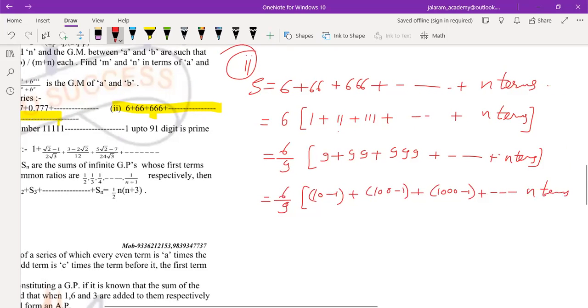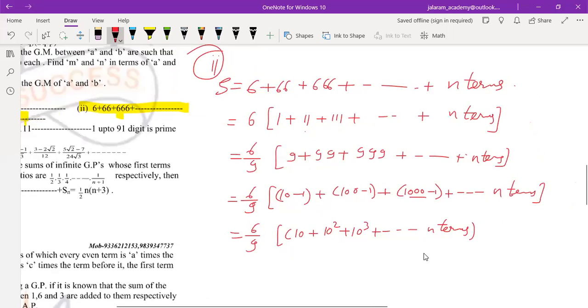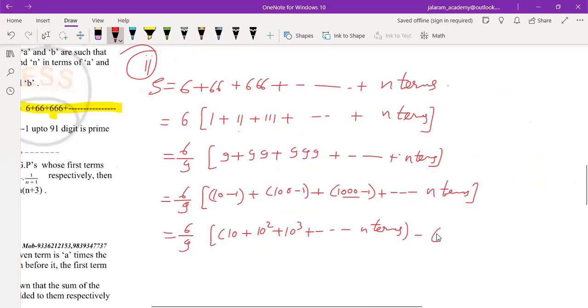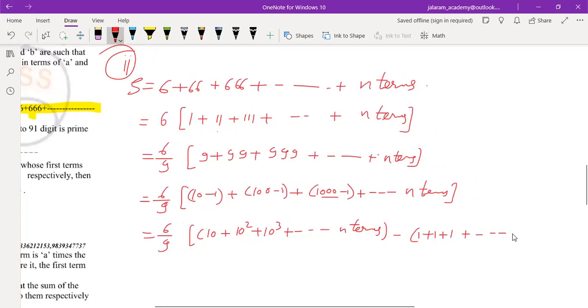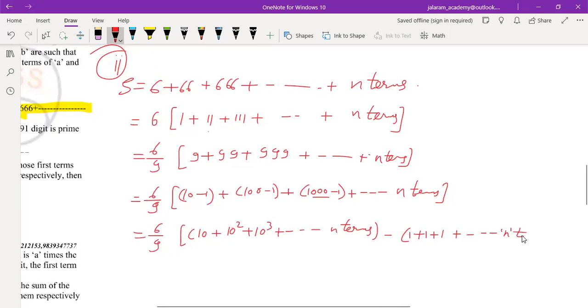So we observe that if we write all the first terms of all the brackets, it is a GP. 10 plus 100, which is 10 square, plus 1000, which is 10 cube, is the first term of the third bracket, and so on up to n terms, minus 1 plus 1 plus 1 and so on up to n terms in the second bracket. So it is equal to 6 by 9 into.